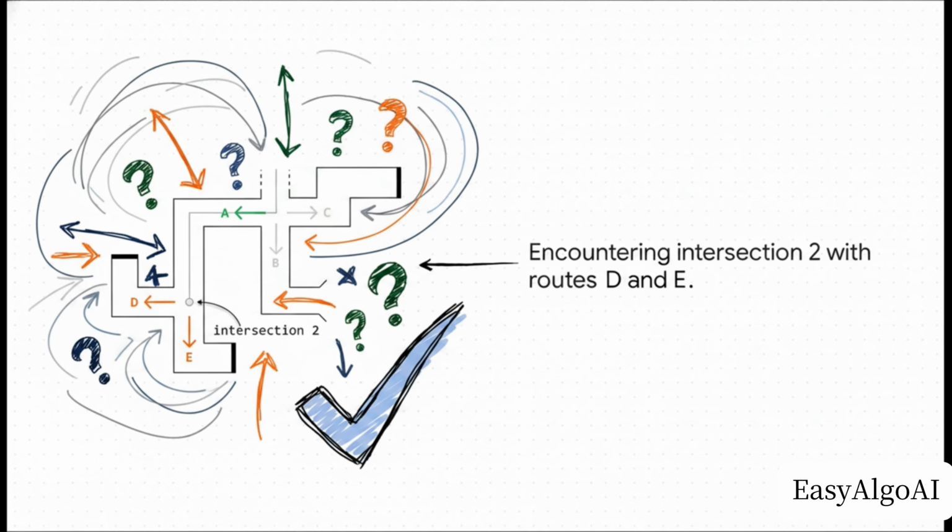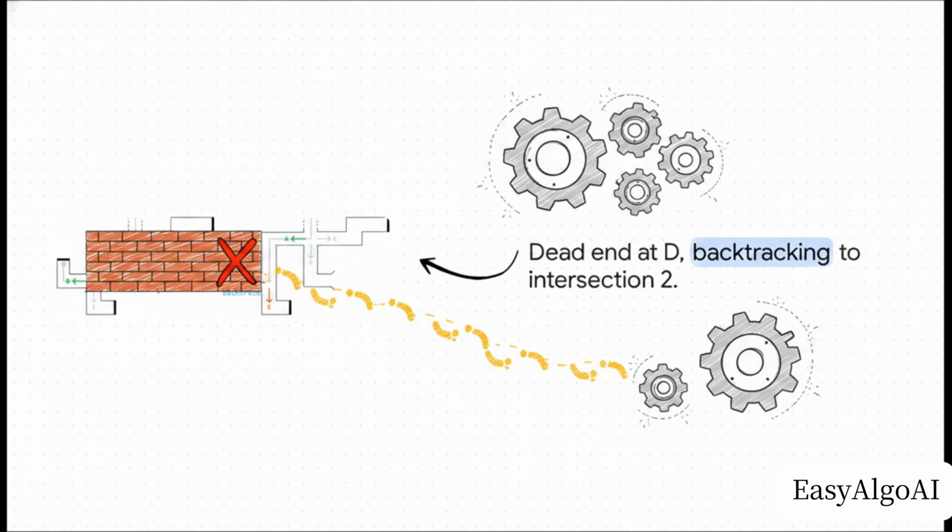So you're walking through passage A, but you don't find the exit right away. Instead, you bump into a brand new intersection, and this one has 2 more routes, D and E. Your problem actually just got a little bigger, but you stick to your strategy. You're at a new decision point, so you make another choice. You try option D. You walk down the path, and boom, you hit a solid brick wall, a total dead end.